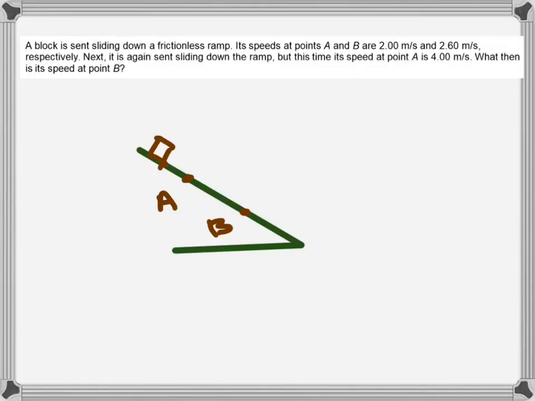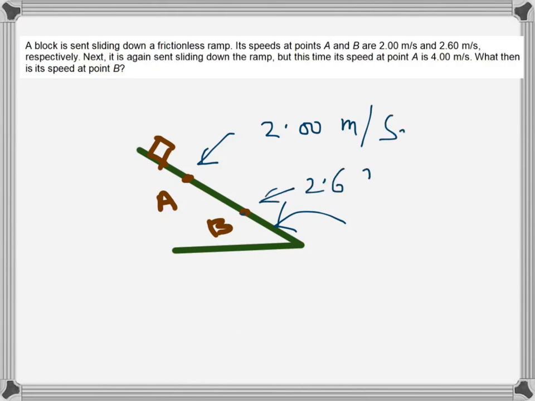Okay, in this problem we are given that a block is sent sliding down a frictionless ramp. So this is the frictionless ramp here, and its speed at point A is 2.2 meters per second, and at point B is 2.6 meters per second.